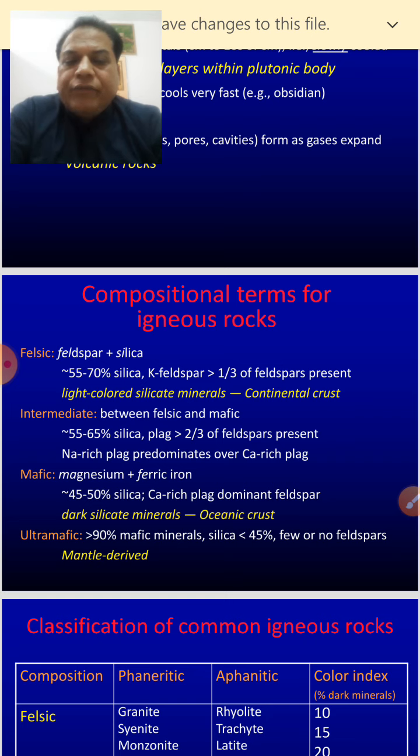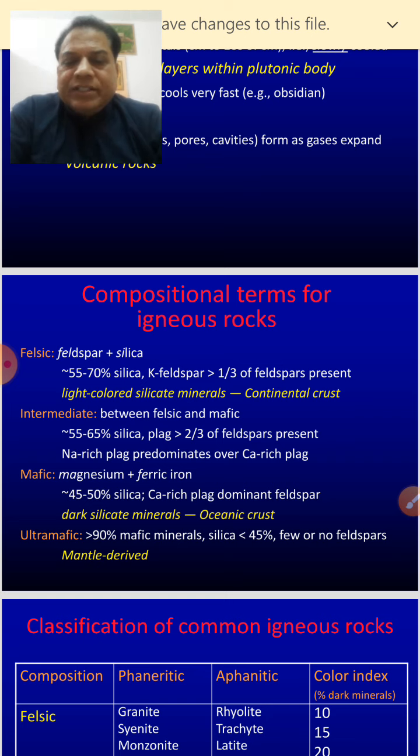And third is your mafic. Mafic means magnesium plus ferric iron. The silica content naturally reduces, from 45 to 50%. Ca-rich plagioclase is dominant, right? Dark silicate minerals, that is the character of the oceanic crust. A mafic rock means rocks such as gabbro and basalt.